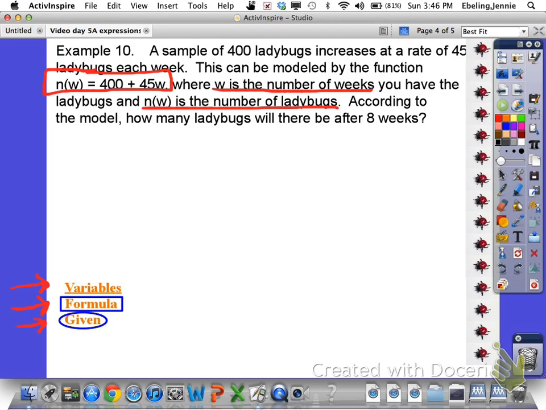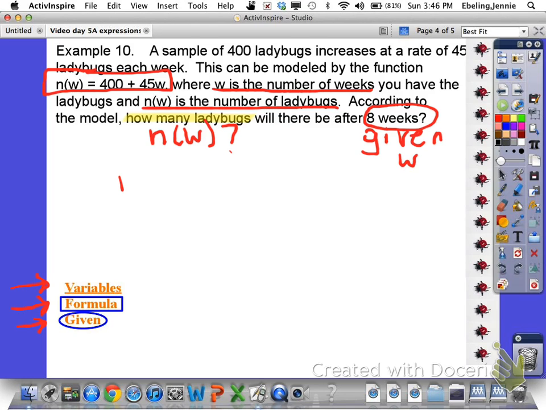And the next thing I want to do, when I go to the question: according to the model, how many ladybugs will there be after 8 weeks? 8 weeks is my given information. Okay, that's the given information. What are they actually asking for here? They want to know how many ladybugs. Okay, I don't know how many ladybugs, and they already told me that the number of ladybugs is represented by N of W. They are using function notation. So they're looking for the N of W, but we know the weeks, which is W.